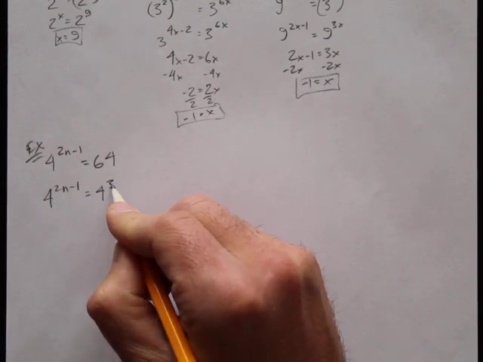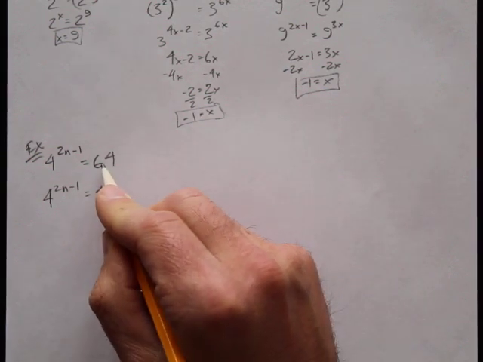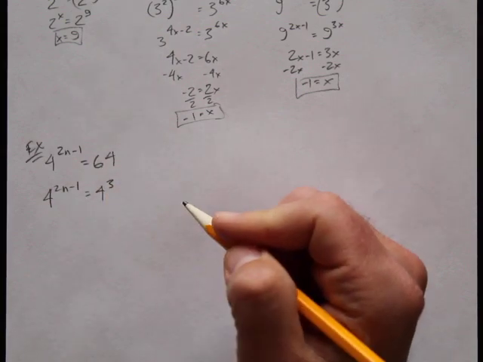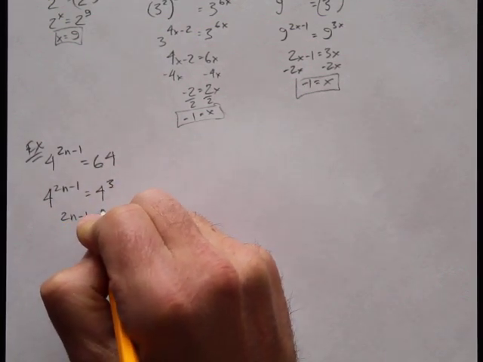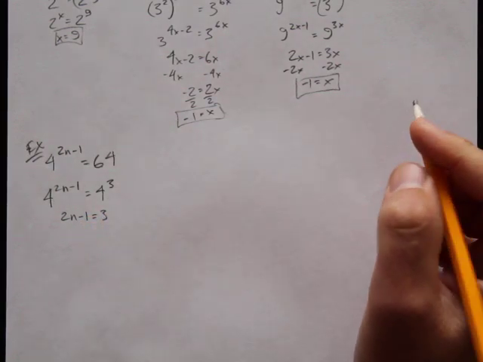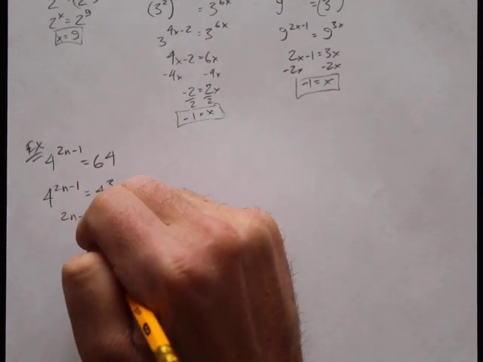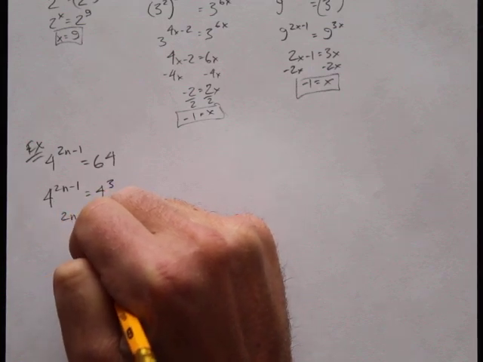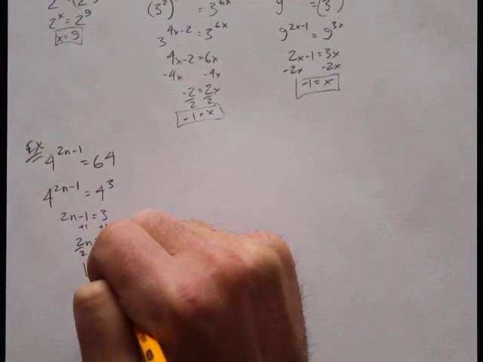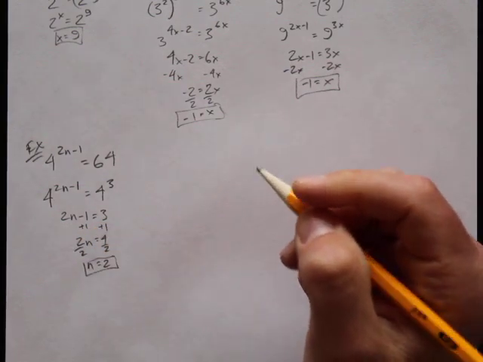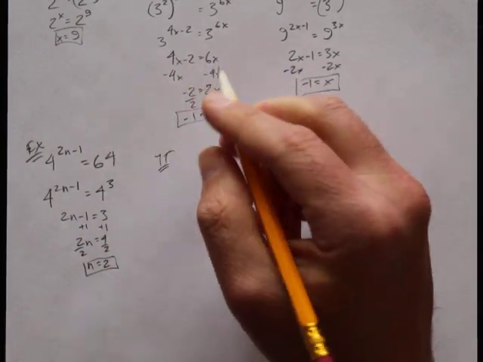4 times 4 is 16. 16 times 4 is 64. So now I've got the bases are the same. I can ignore them. 2n minus 1 equals 3. Add 1 to both sides. 2n equals 4. Divide by 2. n equals 2.